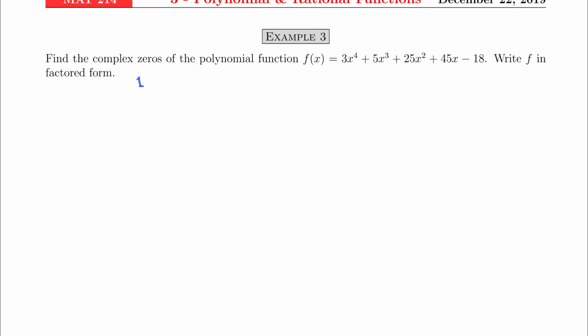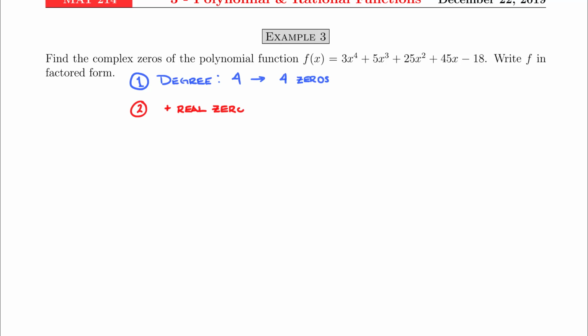The first step is that we notice the degree of this polynomial is 4. So that implies that this has 4 zeros that we will find. If we don't find 4 zeros, then we have made a mistake somewhere and we need to go back and look at our method. The second step will be to apply Descartes' rule of signs to help us determine what kind of zeros exist.